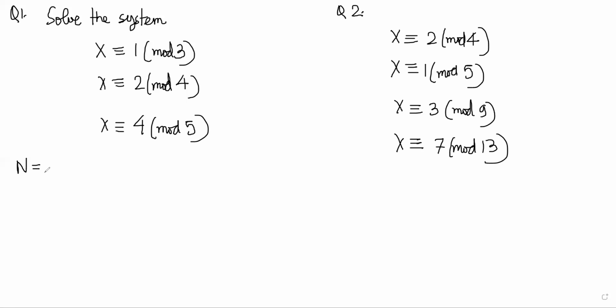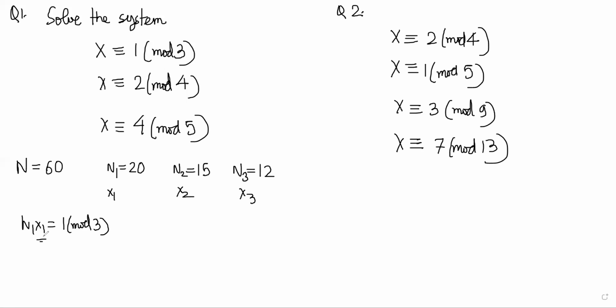The first one is 34, right? Correct. First one is 34. So you get N is 60, N1 is 20, N2 is 15, N3 is 12. And then you have to find X1, X2, and X3, right? Yeah. So N1 X1 is equal to 1 mod 3.